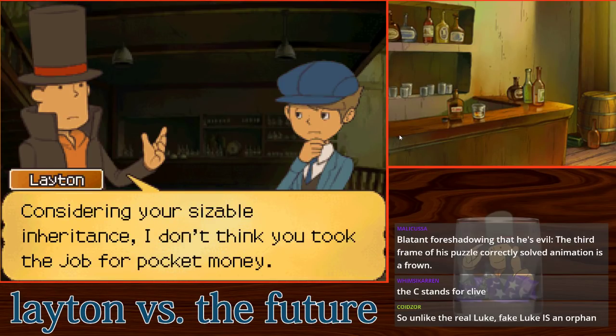Considering your sizable inheritance, I don't think you took the job for pocket money.